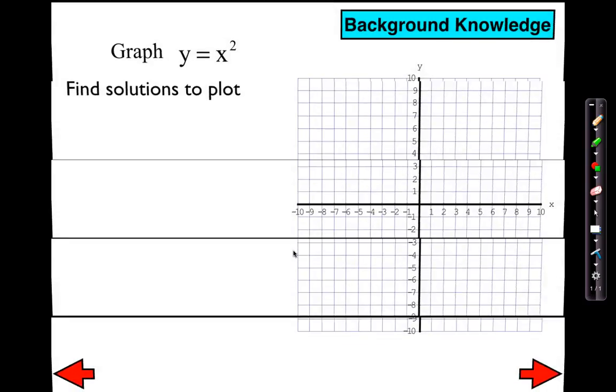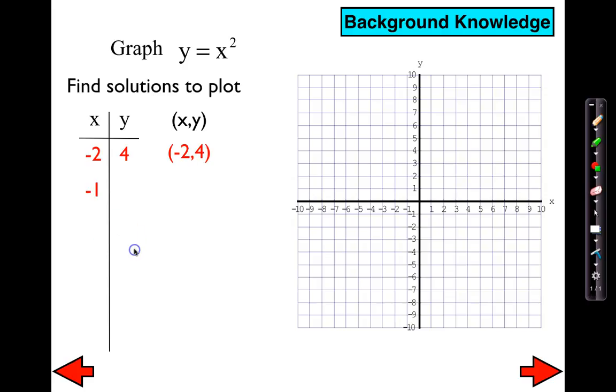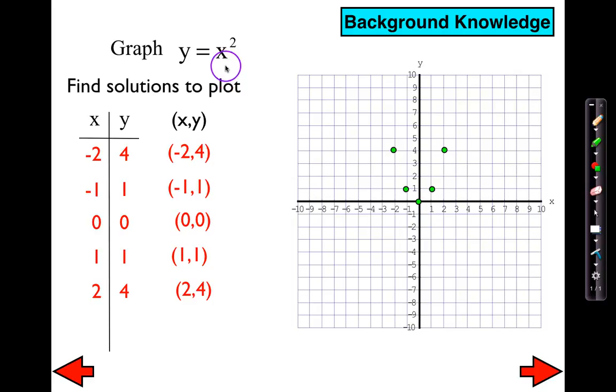You need to plot those 5 ordered pairs and connect them, and that would conclude your graph. So, background knowledge: we graphed this in our previous lesson. Here, again, for the x values, we're going to use -2, -1, 0, 1, and 2. You figure out those ordered pairs and graph them, and you're going to note that for something with a degree of 2, the degree is the exponent of your x variable, so it's going to give a parabola shape.